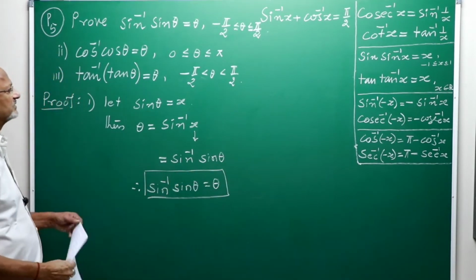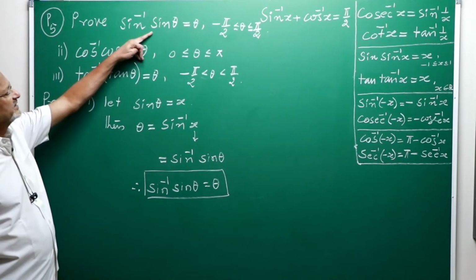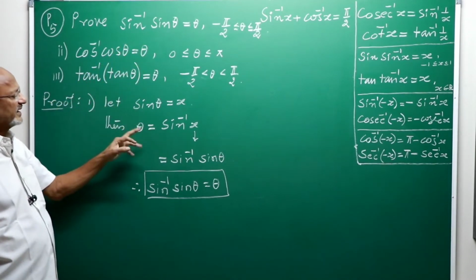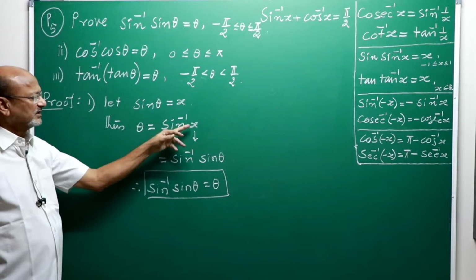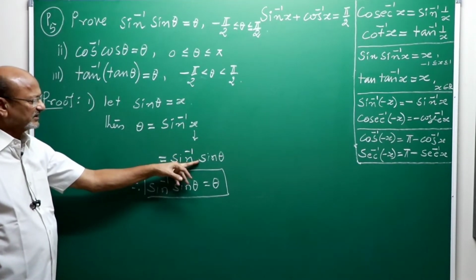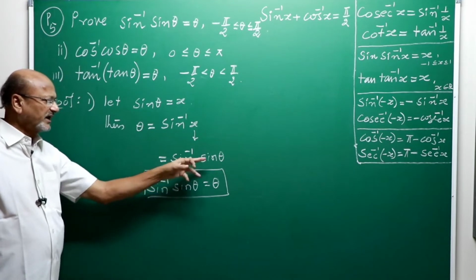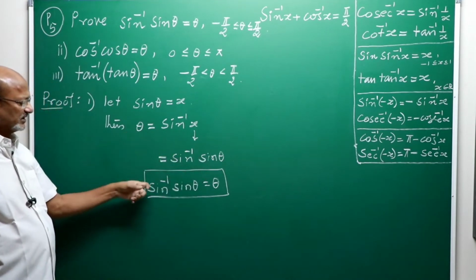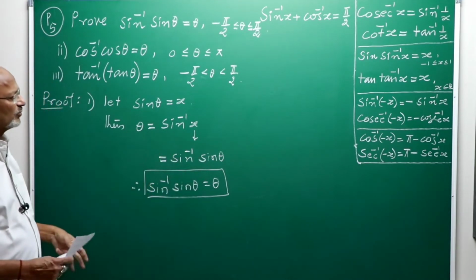What is done, my friends? Take sine theta equal to x, send that to the other side, it becomes sine inverse. Directly you put the value of x. What is x? Sine theta. Therefore it becomes sine inverse of sine theta equal to theta. Correct.